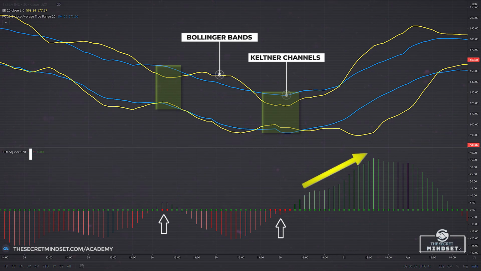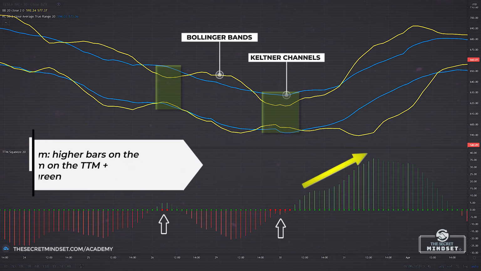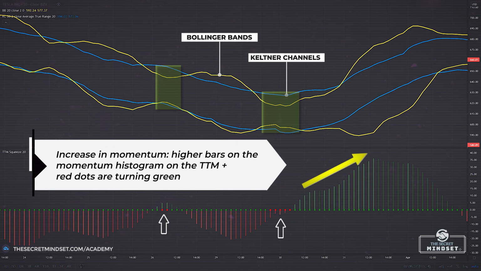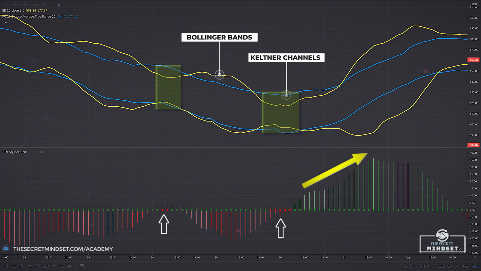Increase in momentum is represented by higher bars on the momentum histogram on the TTM and the expanding of the Bollinger bands, with the release of the squeeze seeing the red dots turning green. The TTM Squeeze indicator helps to take a lot of the guesswork out of the momentum equation, with a simplified representation of what's happening when the Bollinger bands and the Keltner channel enter a consolidation phase. And you have a much simpler and cleaner chart.